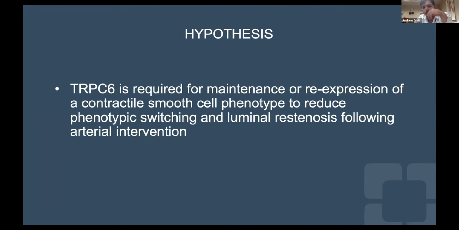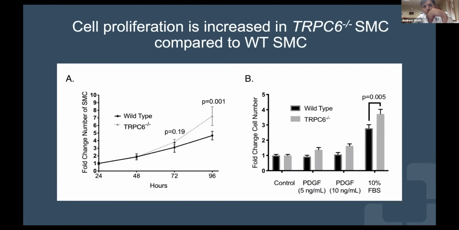That these are global and congenital knockout mice sort of impaired our ability to test this using just an in vivo model. So to determine the effects of TRP6 depletion on smooth muscle cell phenotype, we isolated primary aortic smooth muscle cells from thoracic aorta of wild type and TRP6 knockout mice.